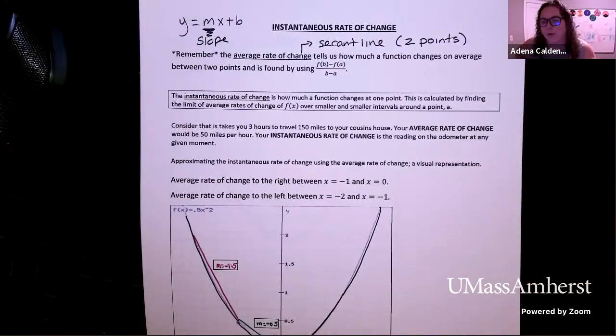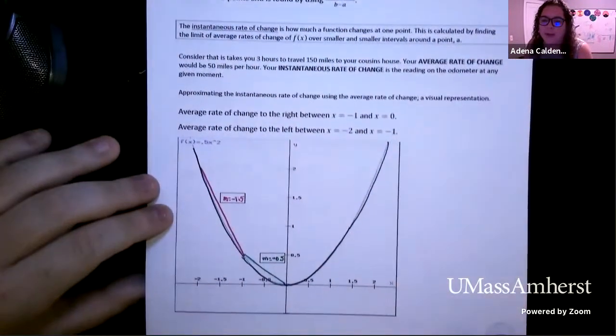However, we know that you're not going 50 miles per hour the entire time, right? When you start off driving, you're a little bit slower. Maybe at some points on the highway, you're going a little bit faster. And so your instantaneous rate of change is the reading on your odometer at any given moment. So if you look down and you're going 80 miles an hour, that's an instantaneous rate of change. That's how quickly you are changing at that exact moment. And so when you have a bunch of instantaneous rates of change, then you can use those to get more exactness. So that's sort of the difference. So we're going to start with sort of a visual representation of what this looks like before we move into the algebra of how we calculate it, to help you understand what's happening in the background.